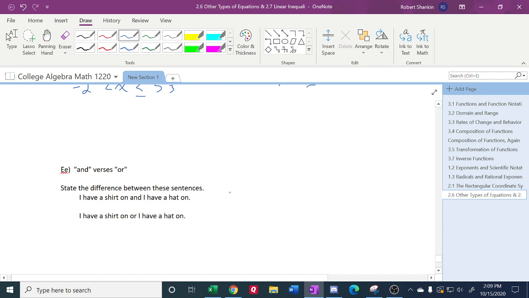Anybody from group 6? Yes. The difference is that if you have a hat and a shirt on, you're wearing both at the same time, and if you have a hat or a shirt on, you are only wearing one at a time. Both must be true. You're wearing both a shirt and a hat, and only one must be true. Now it could be the case that both are true down here. But only one of them has to be true. Only one of them must be true.